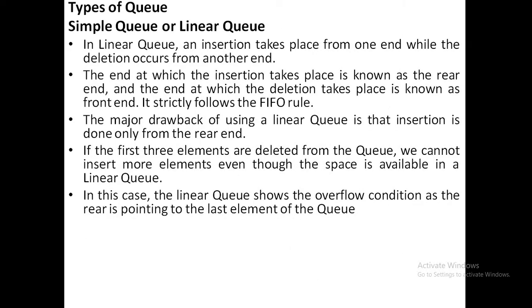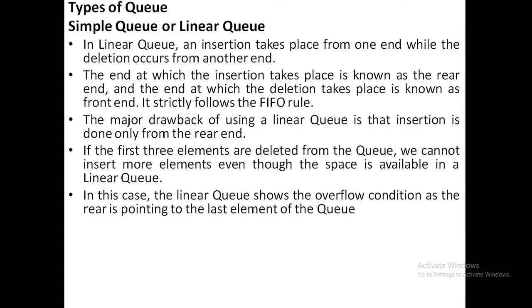Types of queue. There are various types of queue which we shall see now. Simple queue or linear queue. In linear queue, an insertion takes place from one end while the deletion occurs from another end. The end at which the insertion takes place is known as the rear end, and the end at which the deletion takes place is known as the front end, and it follows first in first out rule strictly.